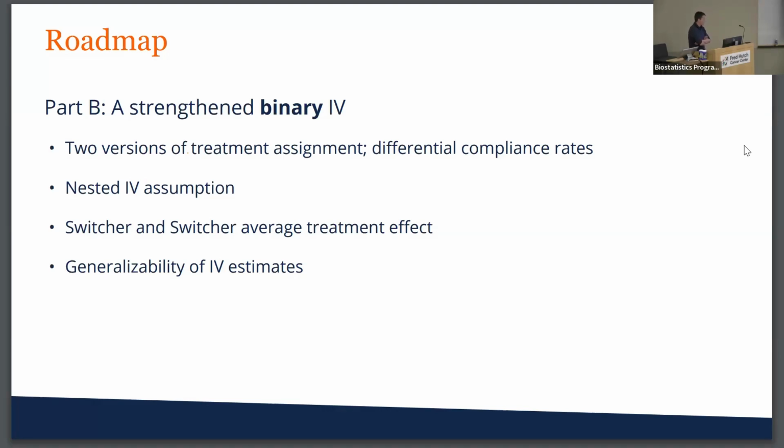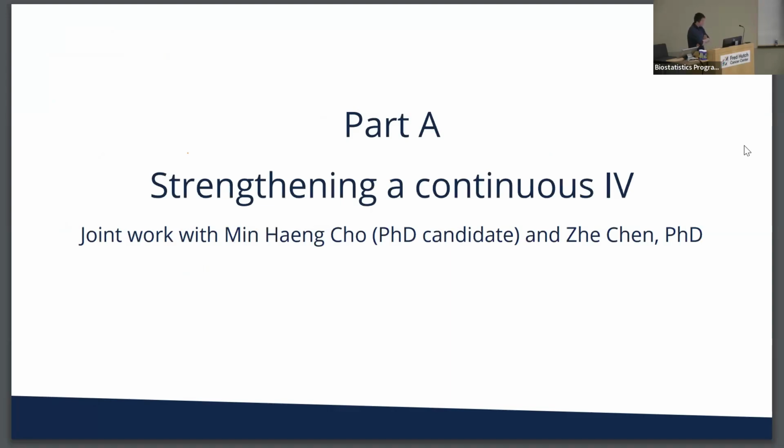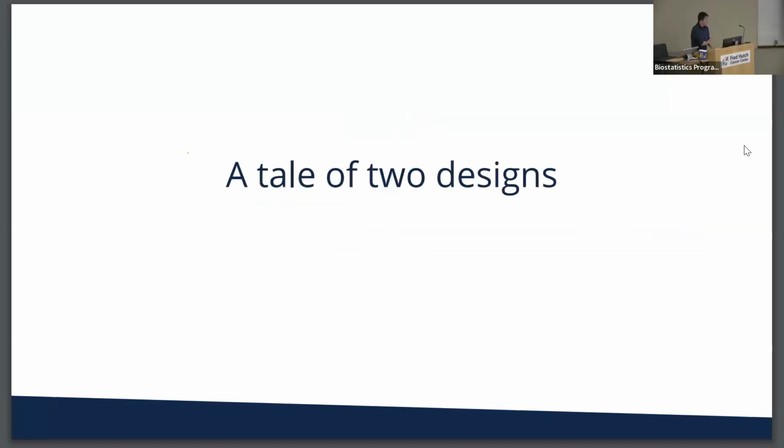So I will then introduce a nested IV assumption, and I'll introduce some new estimands, some new principal strata, which we refer to as the switcher, and we would derive the switcher average treatment effect. I would then talk about how this entire thing fits into the general concept of how we want to generalize the effect estimate derived from an instrumental variable. So first part, this is joint work with Min. She is a PhD candidate at biostat, and Zoe, she has a PhD from UPenn, currently a postdoc at Penn. So I'm going to describe a tale of two designs.